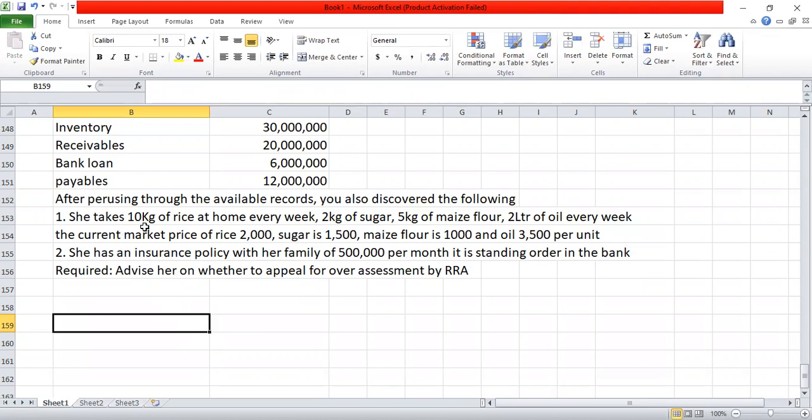She takes 10 kilograms of rice at home every week, 2 kilograms of sugar, 5 kilograms of maize flour, and 2 liters of oil every week. And those are the prices. She has an insurance policy for her family of 500 per month. It is a standing order in the bank. Advise her on whether to appeal for over-assessment by RRA.